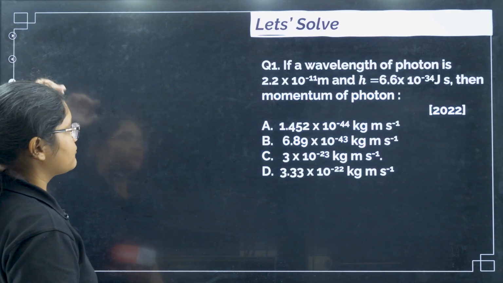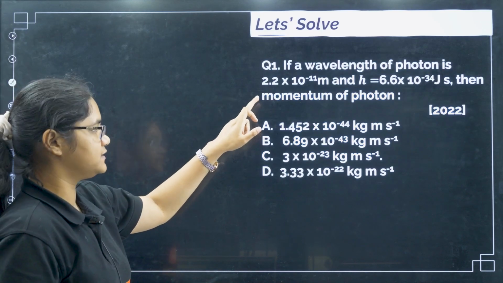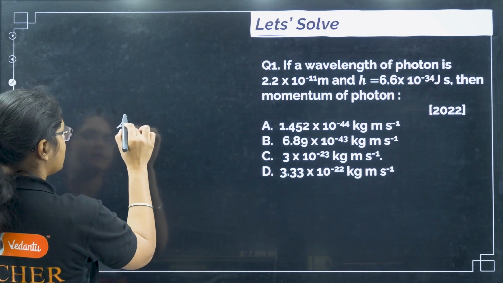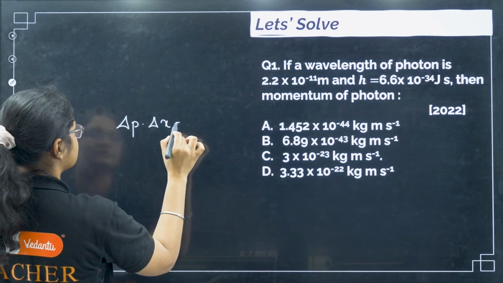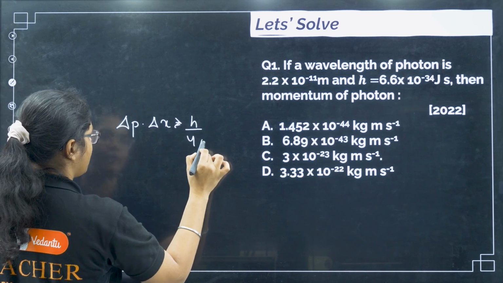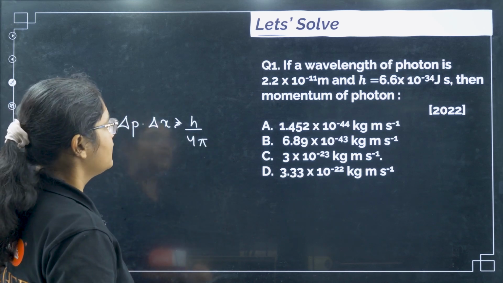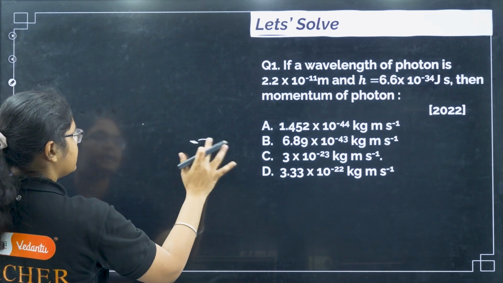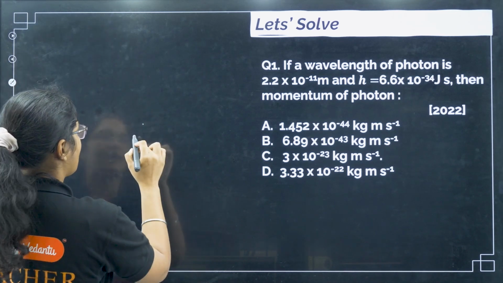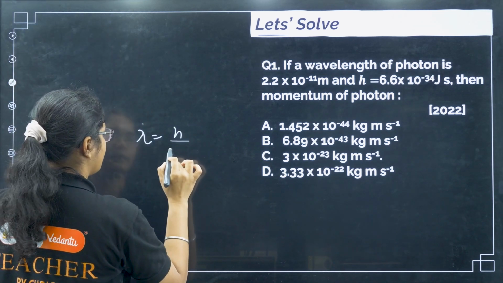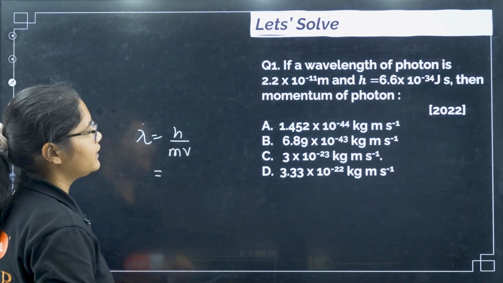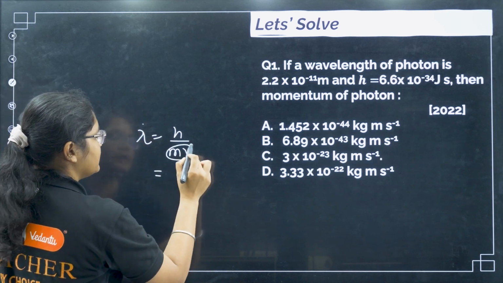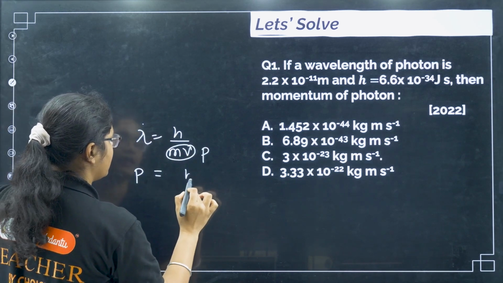Fine. Now we will do some questions. If the wavelength of a photon is this one, h is this one, then the momentum of the photon is. We have delta p into delta x is greater than or equal to h by 4 pi, right? Oh sorry, not this one. It is asking, okay, we have lambda is equal to h by mv, right? So I want to calculate momentum, so this is your momentum, right? So I have to calculate h by lambda.